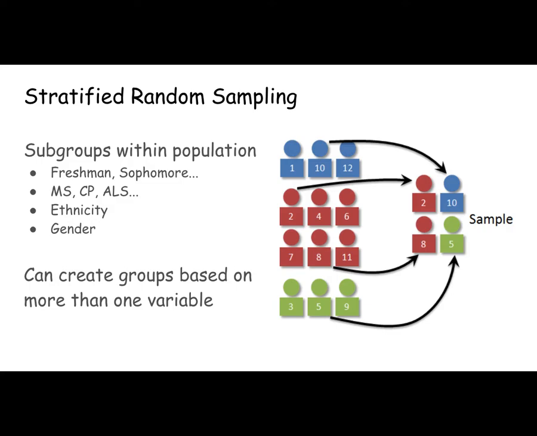If you're doing a study on a clinic, you want to make sure you have representation from all the different diagnoses in your sample. Some very common things to stratify on are ethnicity and gender to make sure you've got that representation in your sample.